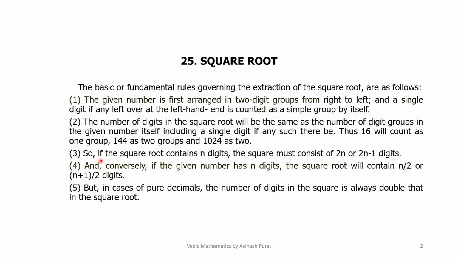Third, if the square root contains n digits, the square must consist of 2n or 2n minus 1 digits. Fourth, and conversely, if the given number has n digits, the square root will contain n by 2 or (n plus 1) by 2 digits. But in cases of pure decimals, the number of digits in the square is always double that in the square root.